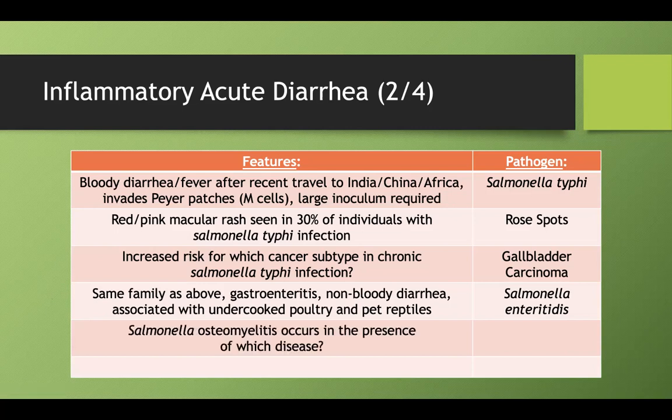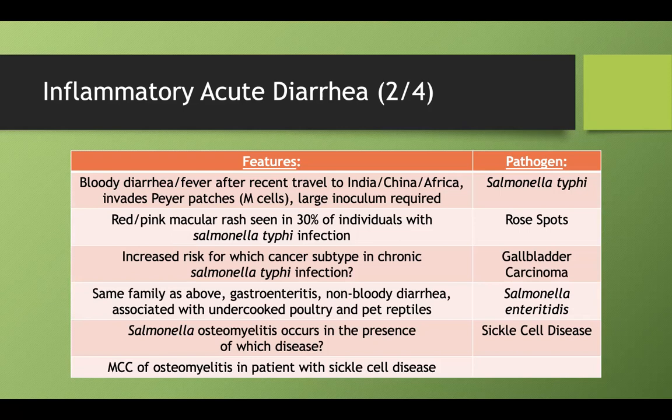And again, this is a question more broadly related to Salmonella. If you see somebody with Salmonella osteomyelitis, what comorbid condition may they have? They like the association. If somebody has sickle cell disease, they're at increased risk of Salmonella osteomyelitis. I want you to understand this distinction as well. People with sickle cell disease can get Salmonella. So if you see somebody with Salmonella osteomyelitis, you should pick sickle cell disease.